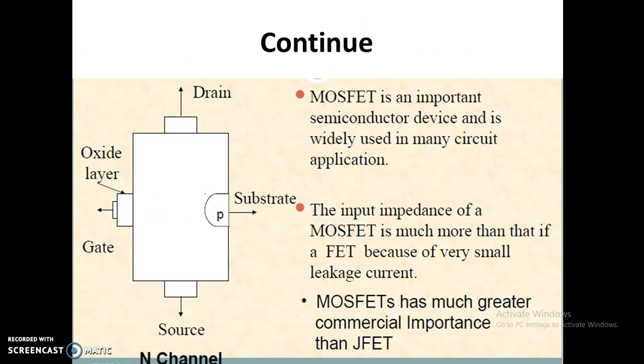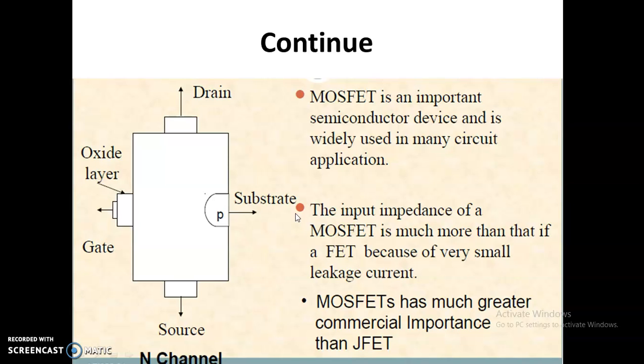It is an important semiconductor device and is widely used in many circuit applications. Here you can see the construction of MOSFET. It also has three terminals: source, drain and gate. This is the oxide layer. This is the substrate. One advantage of MOSFET is that it has higher input impedance than FET, because of a very small leakage current.